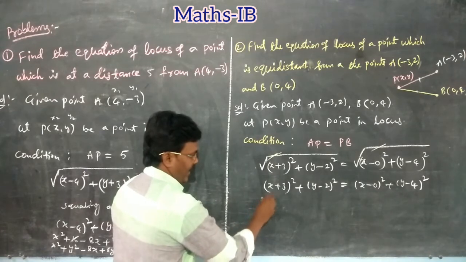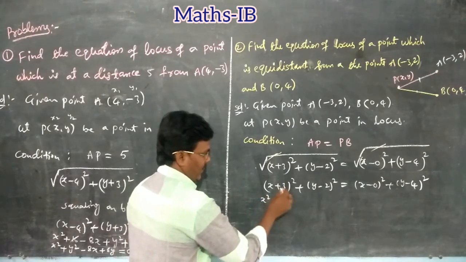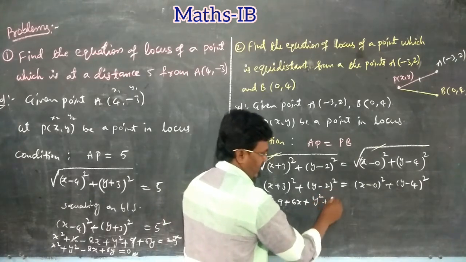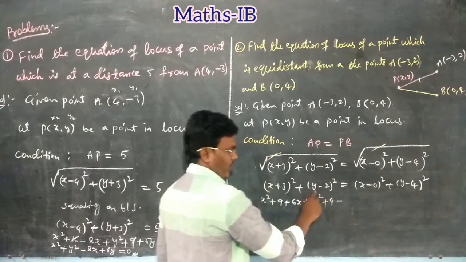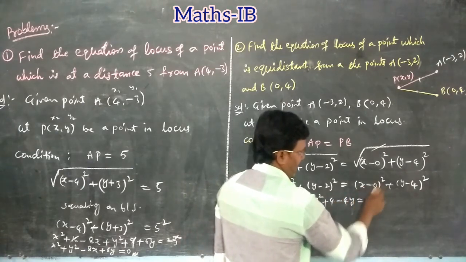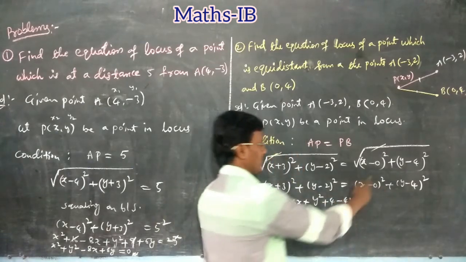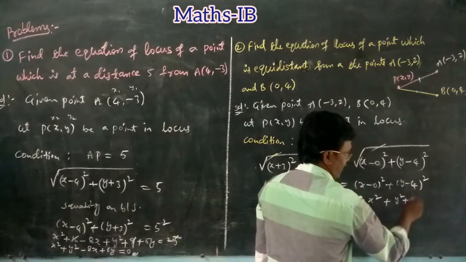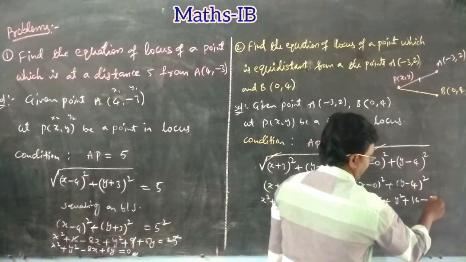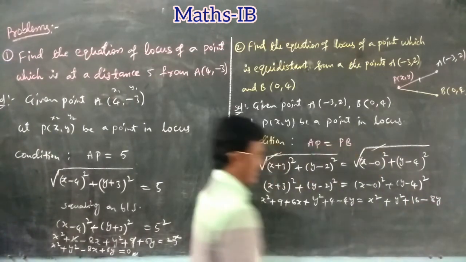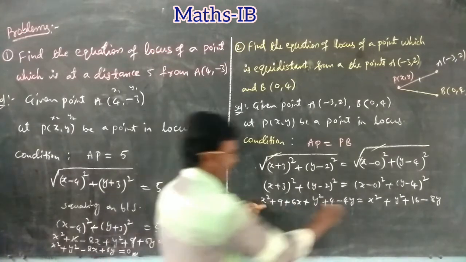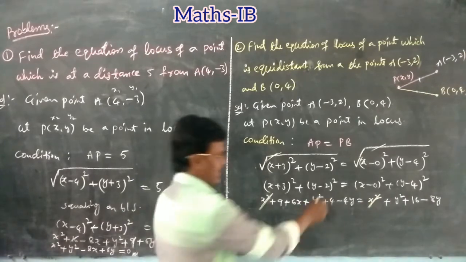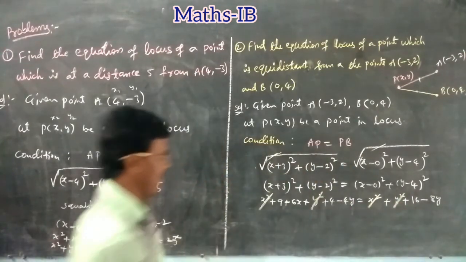Expand it. X square, 3 square value is 9 plus 6x. Next y square. So minus 2 square value is going to be 4. Next minus 2 into 2, 4, minus 4y is equal to x minus 0 is x. So whole square here. So x square. Next y minus 4 whole square. So y square, 4 square value is 16 minus 8y. Now transfer. Observe here x square get cancelled. Next, y square is equal to y square, get cancelled. Next, what are the remaining values here?